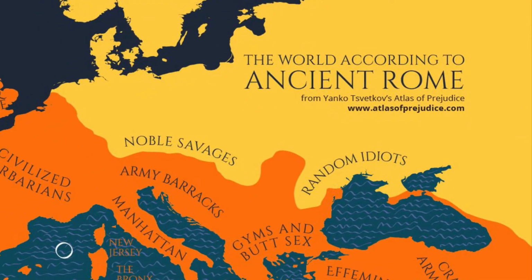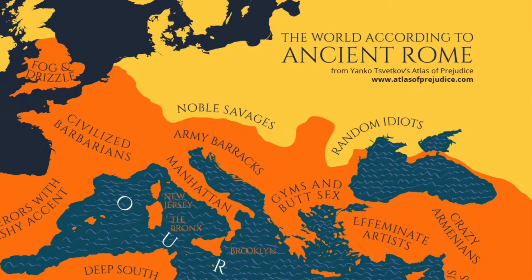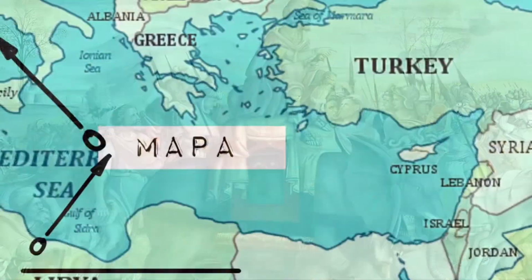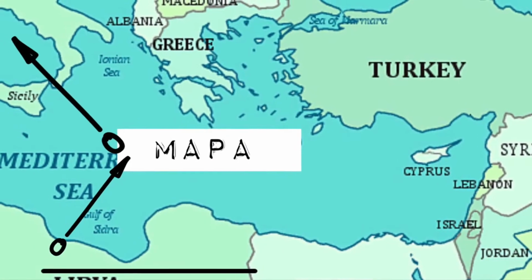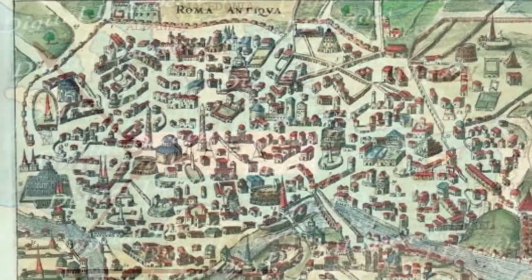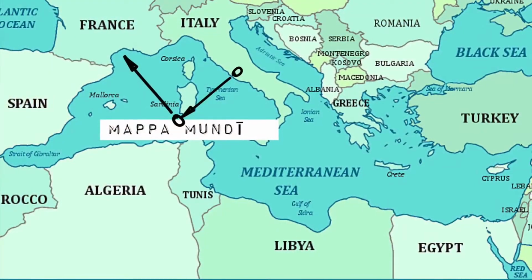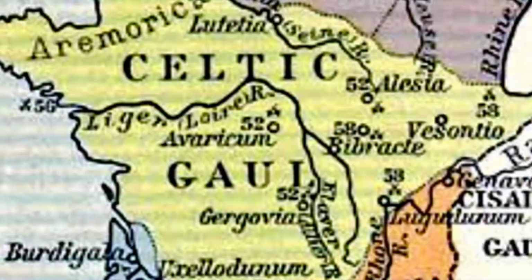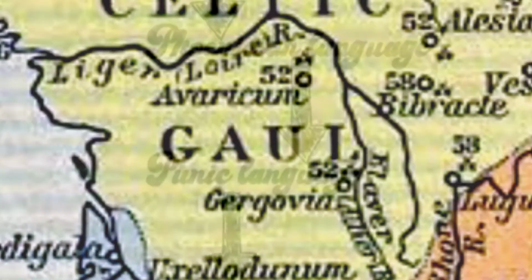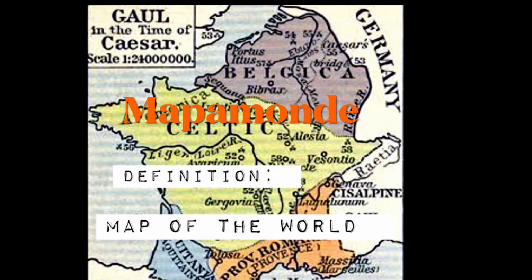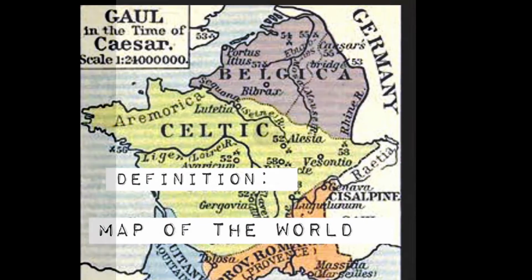And in 146 BC, Rome, on its quest for world domination, defeats Carthage. And it takes all of its mappas and it Hellenizes the term, and it becomes Mappa Mundi, which means cloth of the world. And then continues on to take over Gaul. And as the Celtic language mixed with Latin, it created a new language called Vulgar Latin. A new term, Mappamundi, and it meant map of the world.